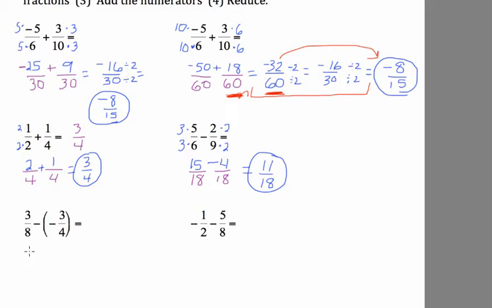3/8 minus negative 3/4. The first thing to deal with here is minus a negative. Remember that when we minus a negative, that's the same thing as adding. I'm going to rewrite this problem. 3/8 plus 3/4. Now get a common denominator. 8 will work as my common denominator because 8 divides into it, so does 4. 16 would also work. 32 would also work.